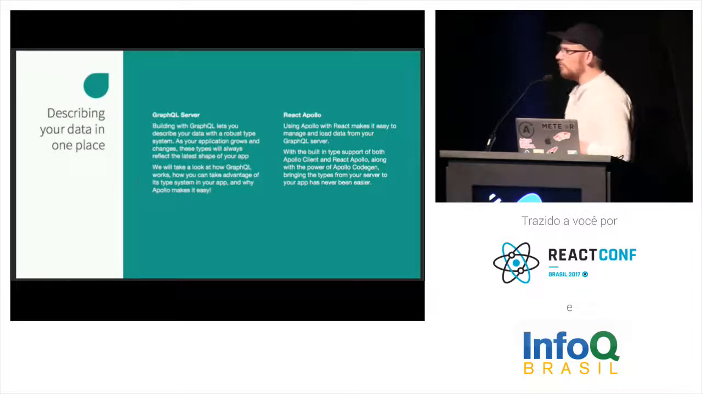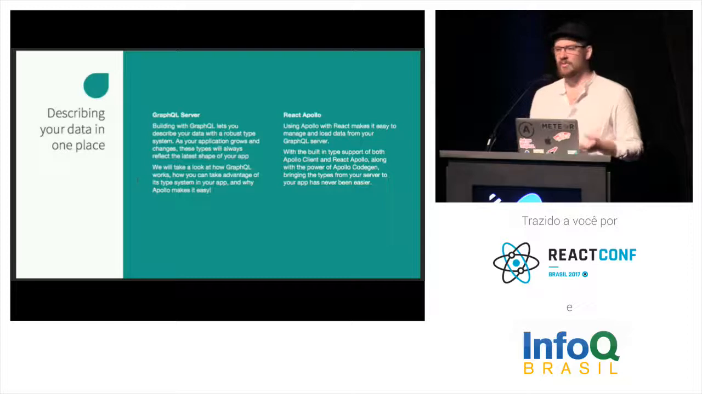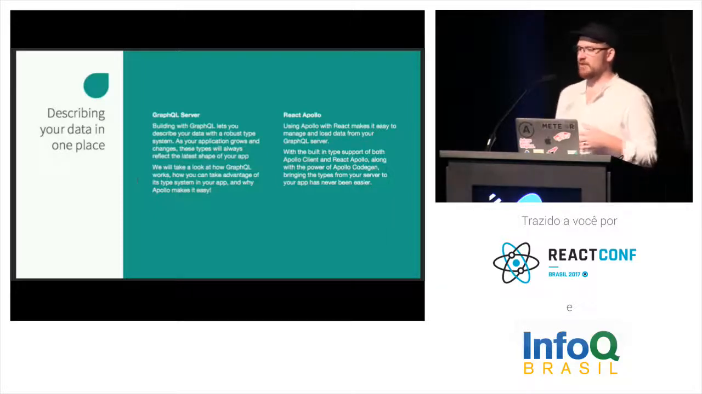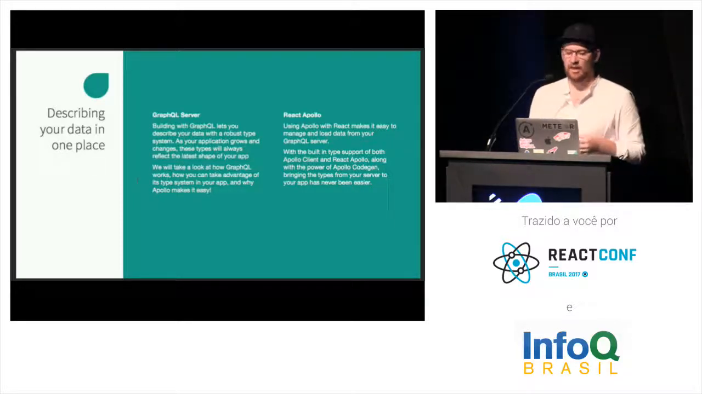We'll start out with the idea of describing your data in one place. If you've worked with a lot of REST endpoints or something like Swagger, you know that you don't really have a good description of what those are. The whole point of Swagger is to help you document those APIs, and as a front-end developer you're constantly looking at documentation or running test queries to try and figure out what's there, but it doesn't tell you fully what could be there. With a GraphQL server, you have to describe what your data is going to look like with a really robust type system, and these types always show you what the shape of the data is going to be.